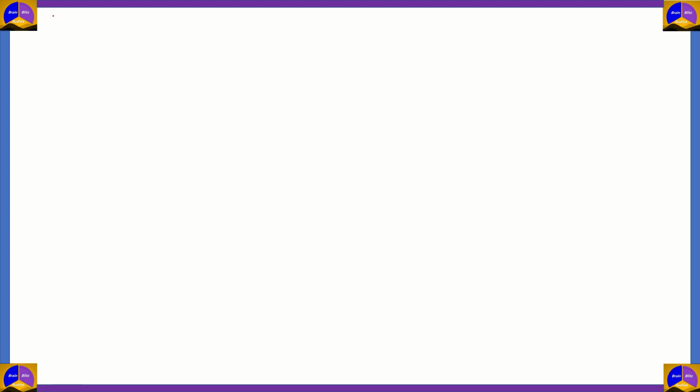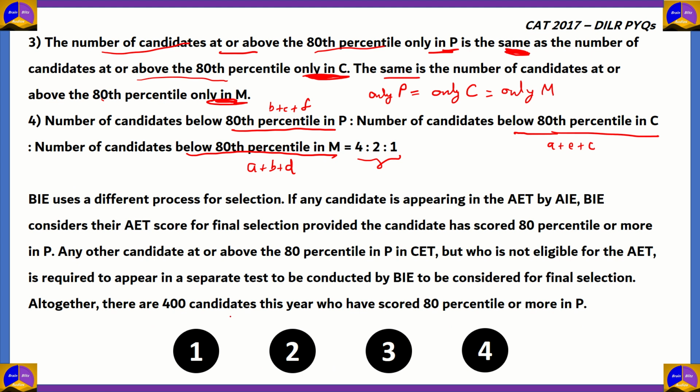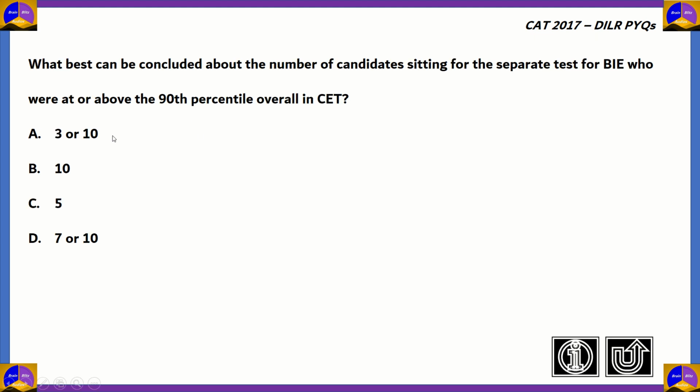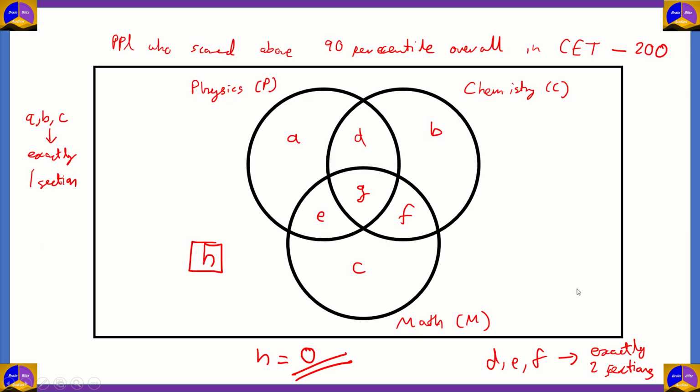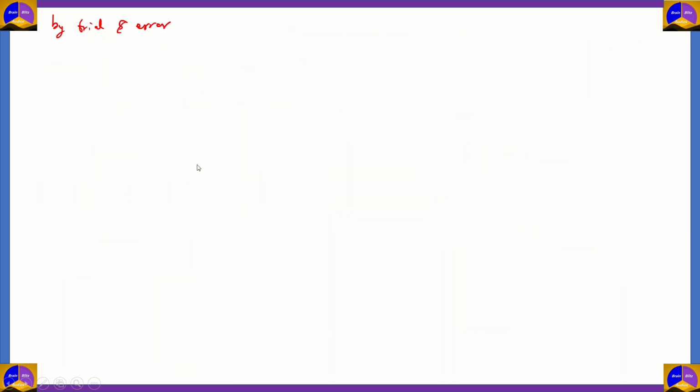So from here, we're going to have to use trial and error. Now, in order to simplify our work, let's go to question 1. Question 1's options are 3 or 10, 5, 7 or 10. So we only need to really check for 4 values, which are 3, 5, 7, and 10. With that in mind, let's go back to the Venn diagram and apply it. Basically, we're going to put values of A into the equation and then find out the value of X.